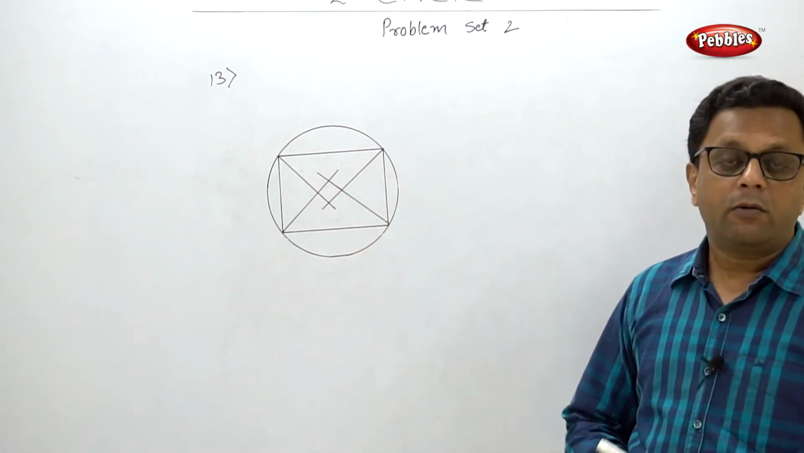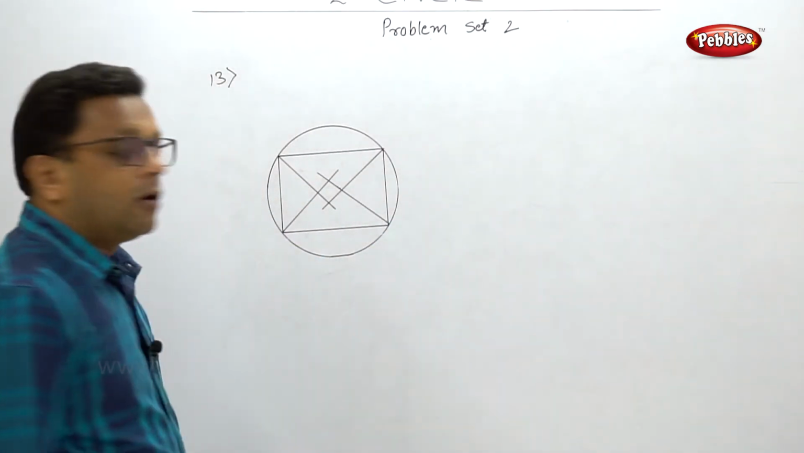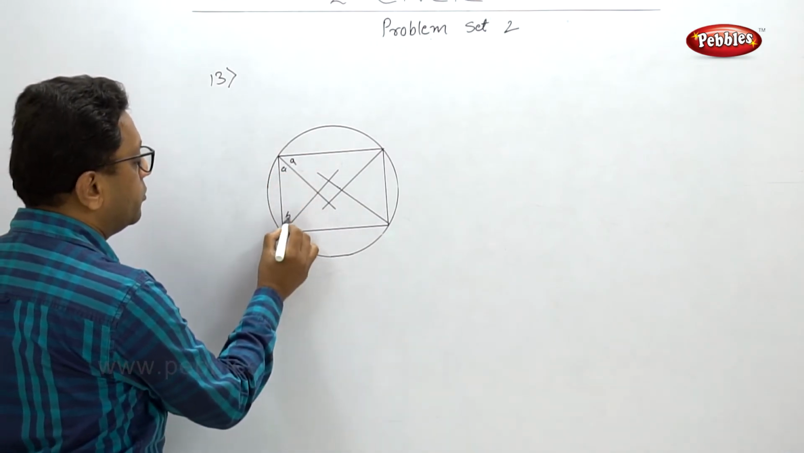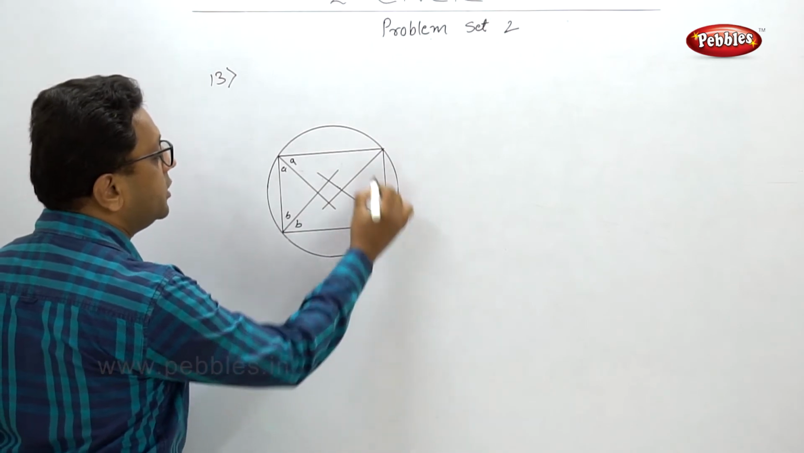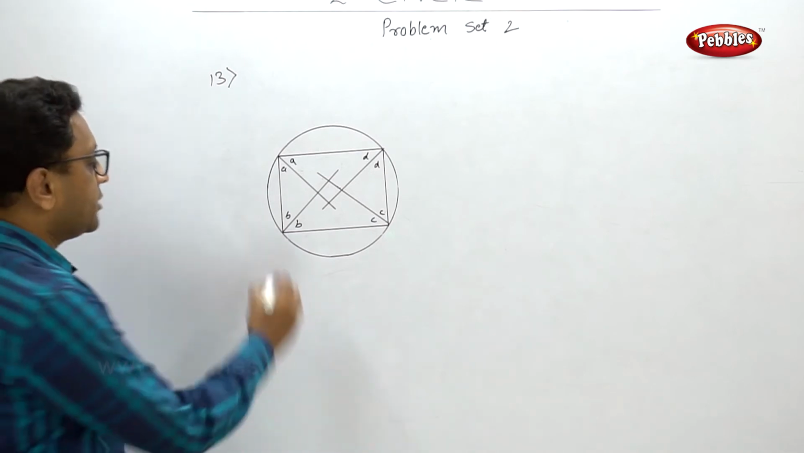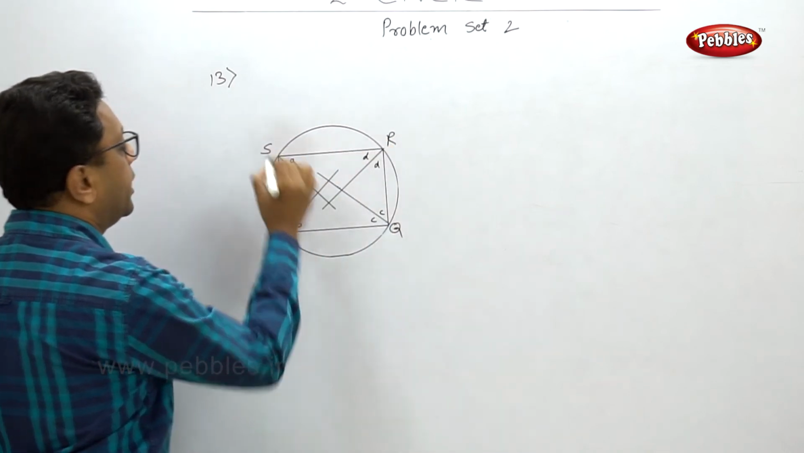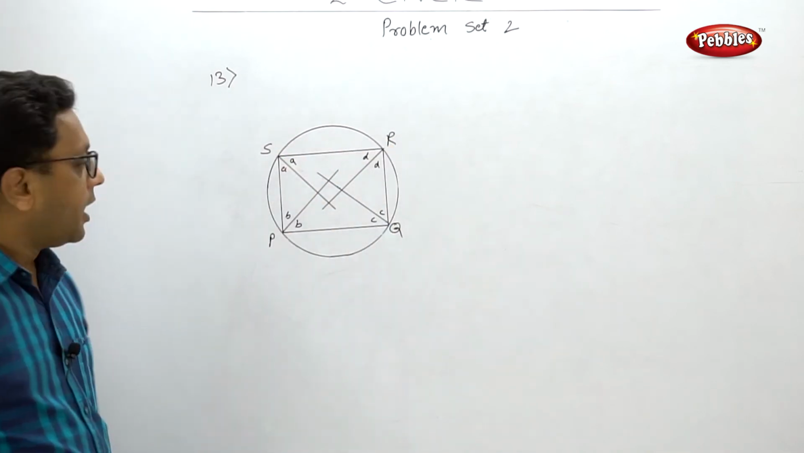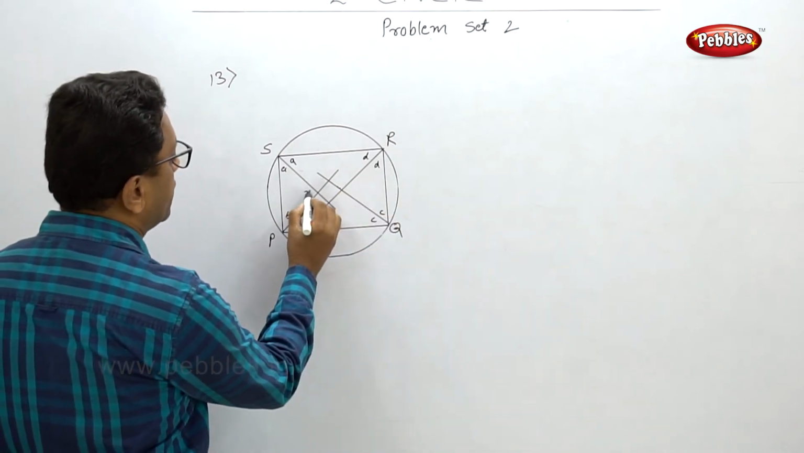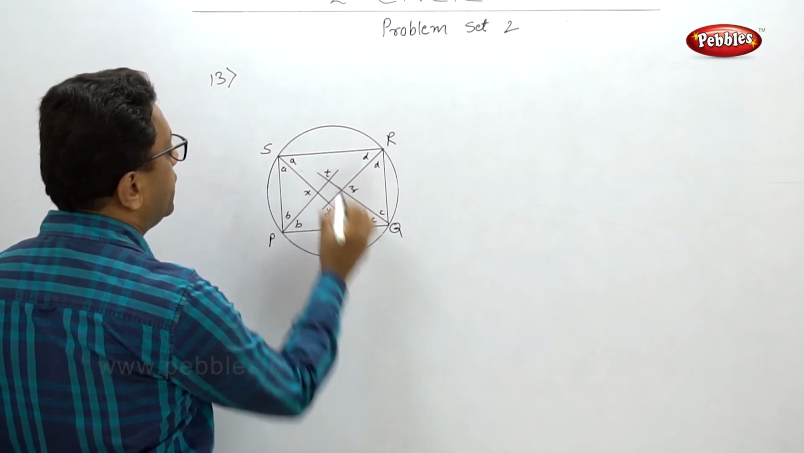Now they have already stated that these are the angle bisectors. So what will we do first? We will first write A, B, B, C, C and D and D. Okay, and let us call this P, Q, R, S. And here we will give the names X, Y, Z, T.